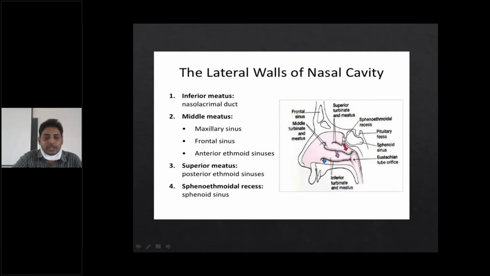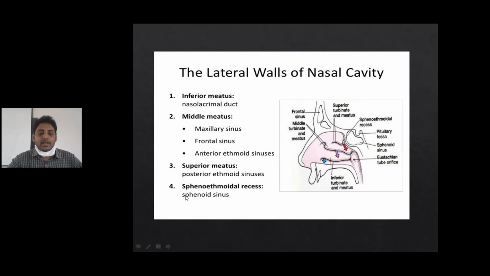Here another MCQ is: which sinus does not open into the middle meatus? You will be having all these options: maxillary, frontal, anterior ethmoid, and posterior ethmoid. The answer here will be posterior ethmoid. Or you may get a question like: which sinus opens into the superior meatus? Here again the answer will be posterior ethmoid sinus. These are very, very important from the MCQ point of view.